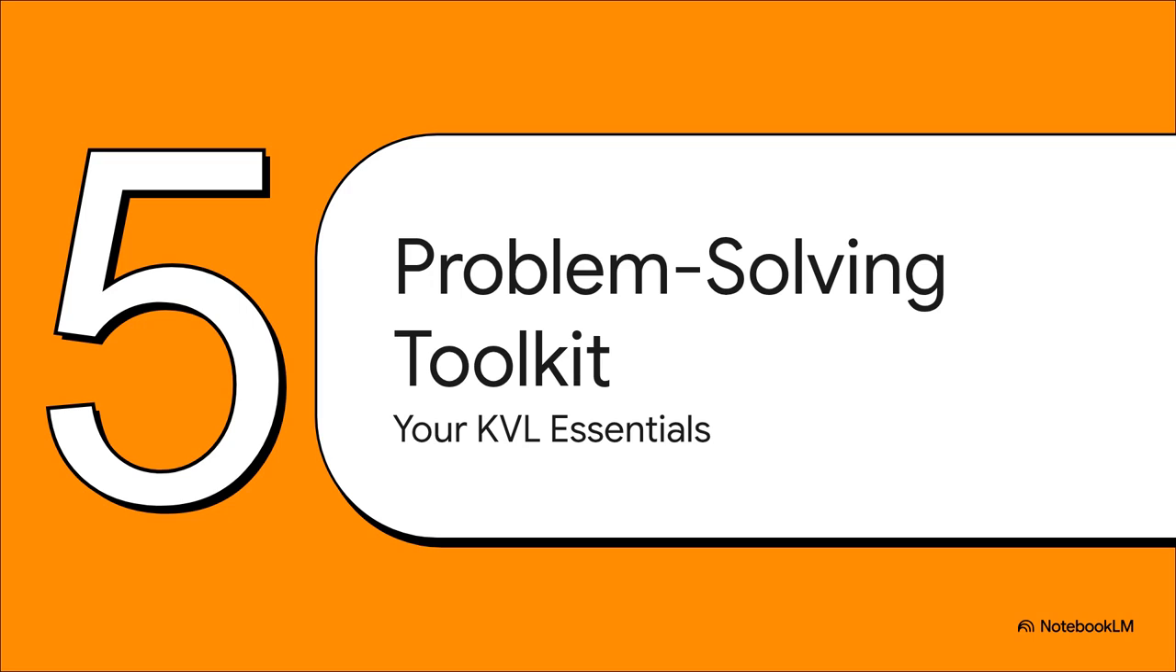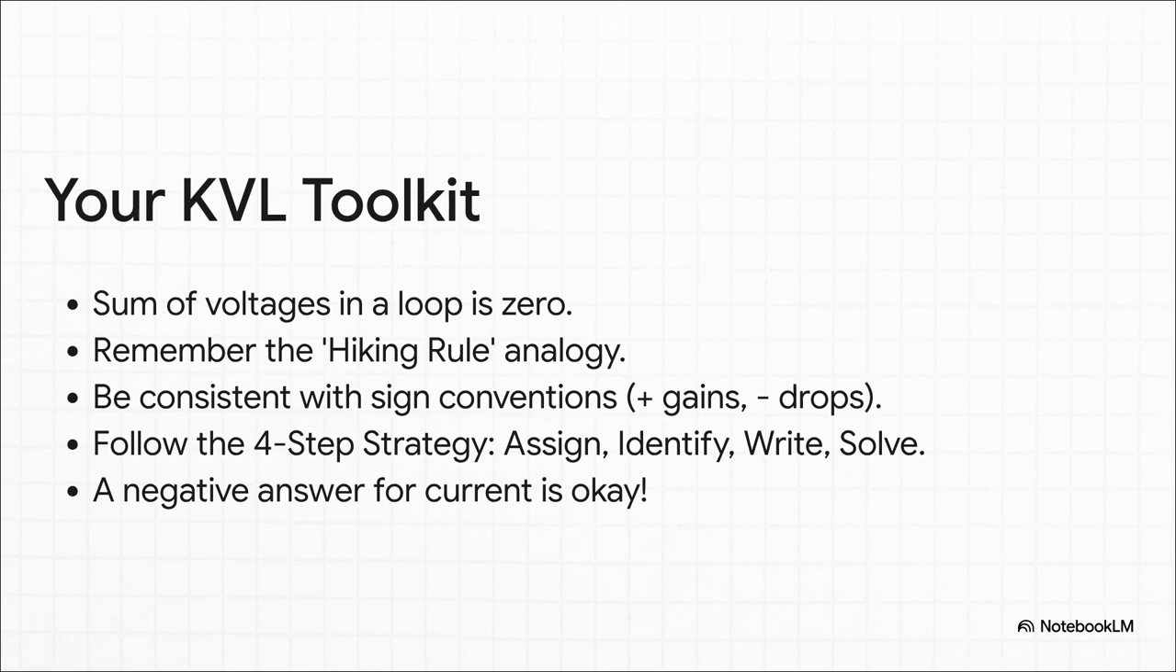Okay, so let's wrap this all up. Let's pack everything we just learned into a handy little problem-solving toolkit that you can pull out anytime you're faced with one of these tangled circuits. Here are the absolute must-haves for your KVL toolkit. First, the core idea. The sum of all voltages in a closed loop is always 0. And to remember that, just think of the hiking rule.